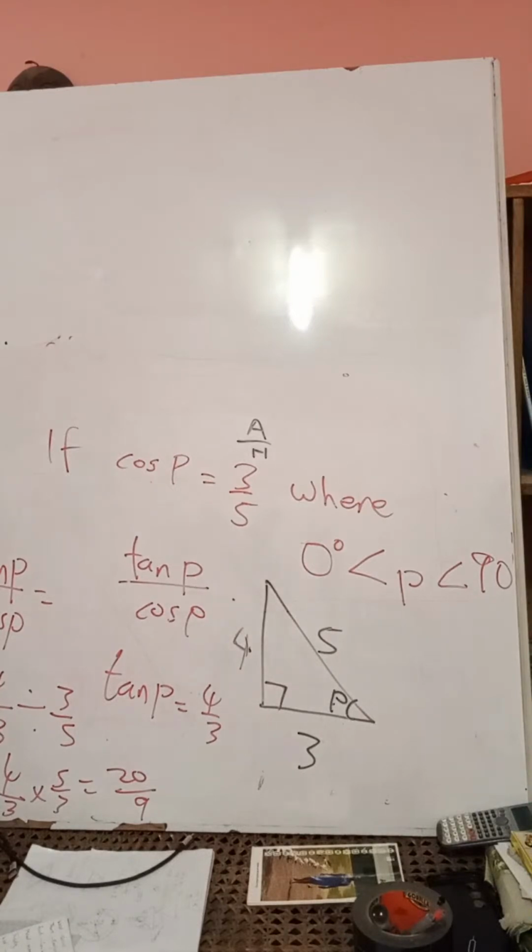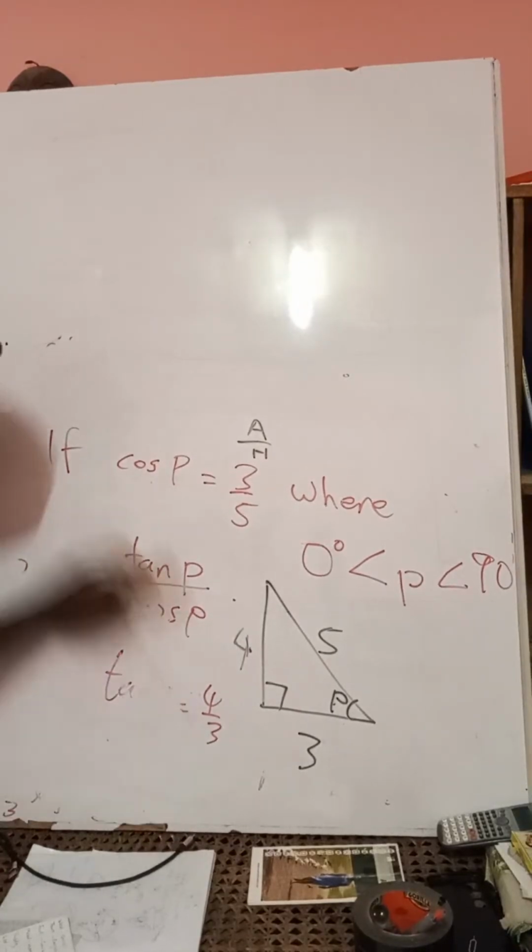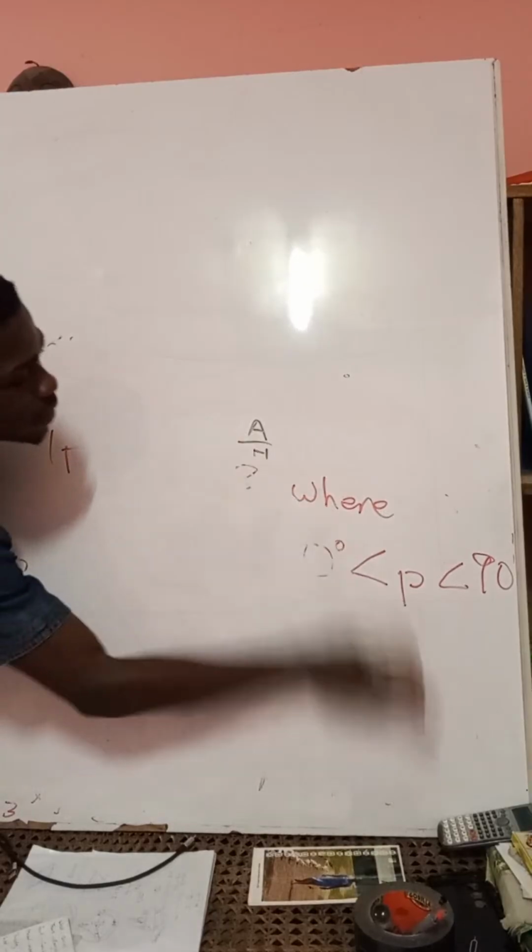You understand now? Okay, so let's try another example. The final answer is going to be 20 out of 9, so after this I have to do correction to that.